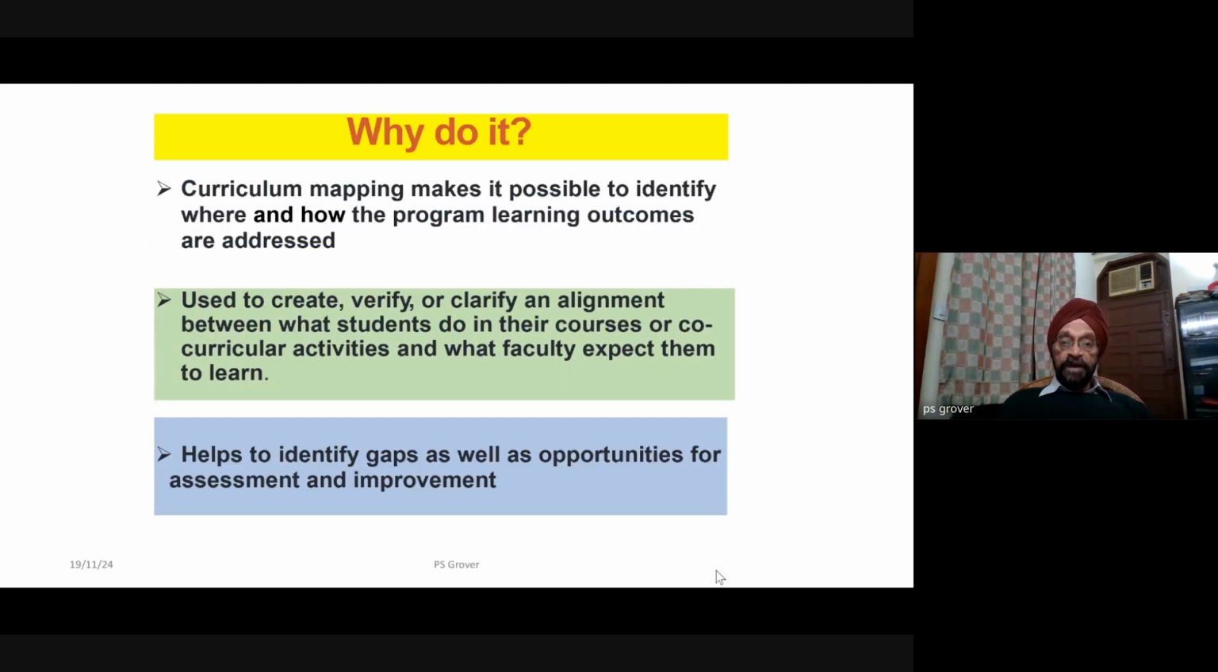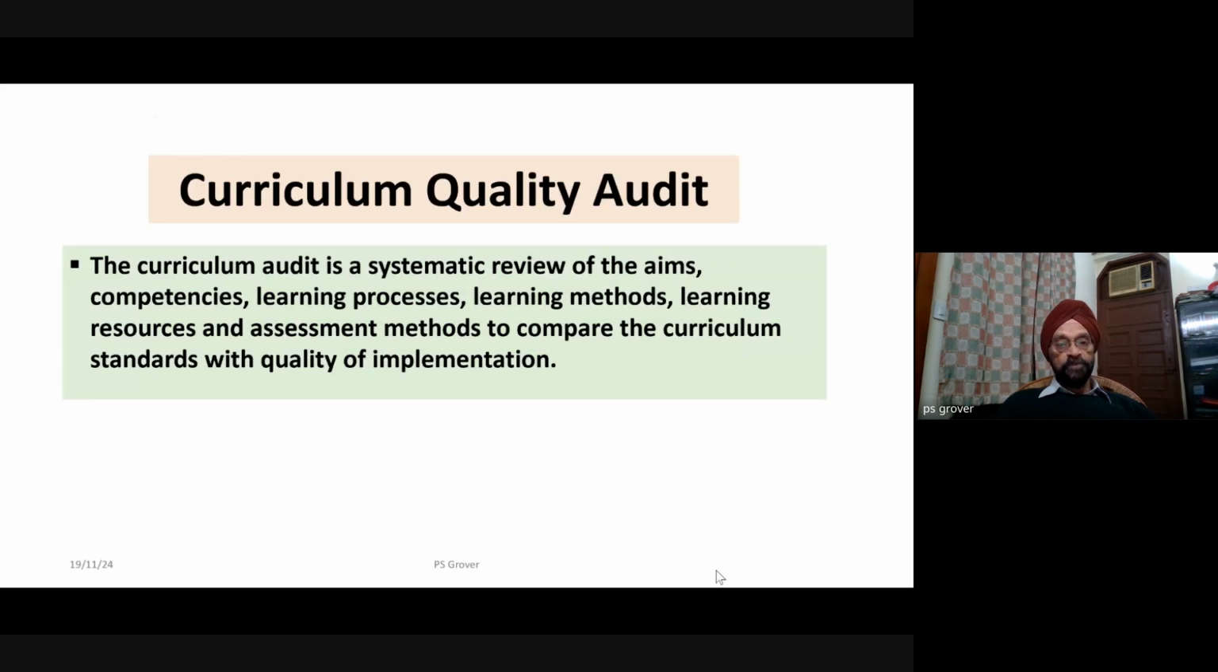We say, why should we do it? Curriculum mapping makes it possible to identify where and how the program learning outcomes are addressed. Used to create, verify, or clarify an alignment between what students need to do in their courses or curricular activities and what faculty expect them to learn. Helps to identify gaps as well as opportunities for assessment improvement.